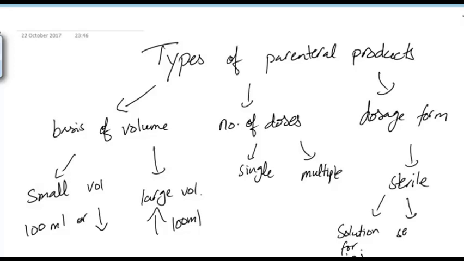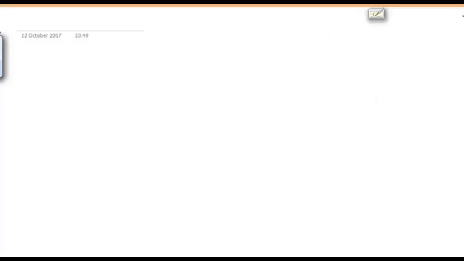Now in dosage form, actually I got that a bit wrong, it's going to be on wet basis and dry basis. And the wet injections are going to contain sterile solutions for injection, emulsions and suspensions, and in dry it contains powders. Now that was only the introduction.